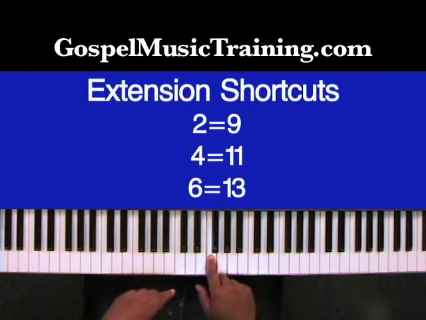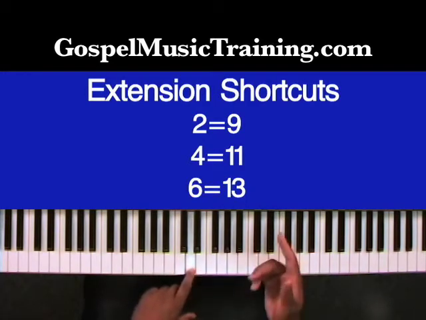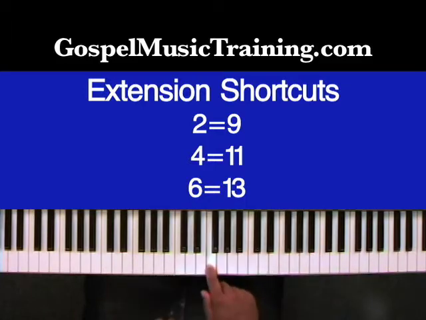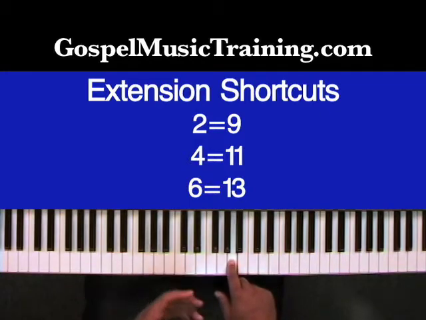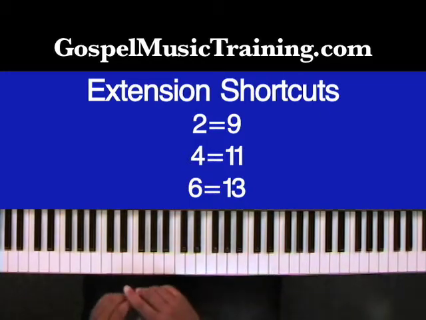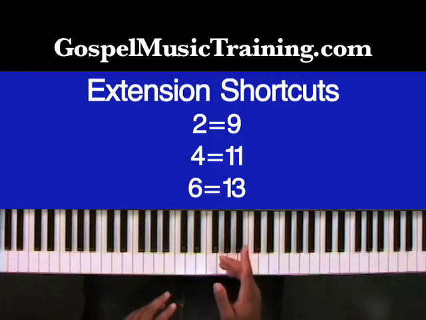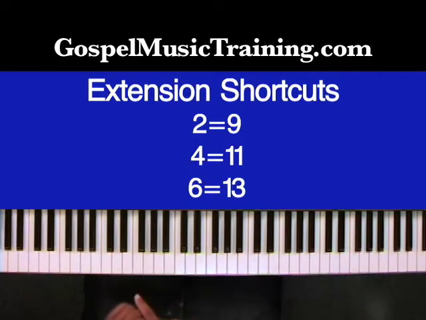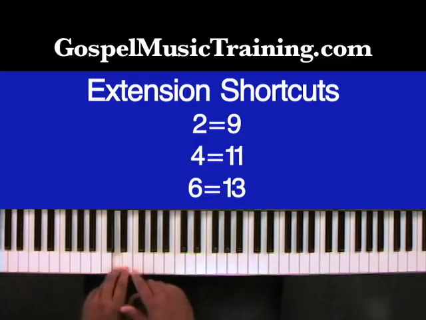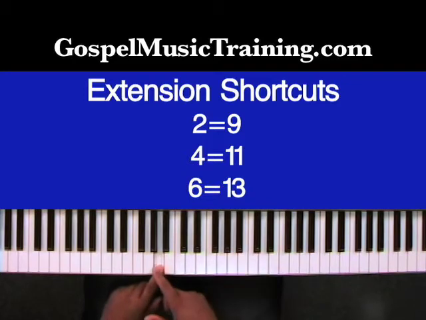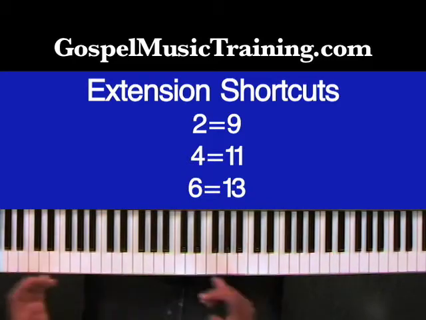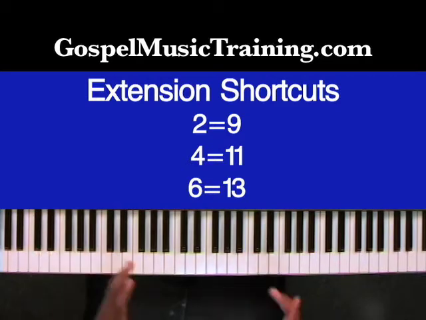So remember this, the 2 is always going to be called the 9, the 4 is always going to be called the 11th, and the 6 is always going to be called the 13. So in just naming chords, this is something for future reference. We have the 1, 3, and 5. And then pretty much almost everything else, like the 2, that's going to be called the 9. The 4 is always going to be called the 11th, and the 6 is always going to be called the 13th. The 7 is just the 7th, okay? So anything outside of that, that's how it really works.